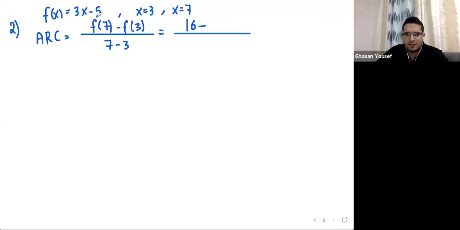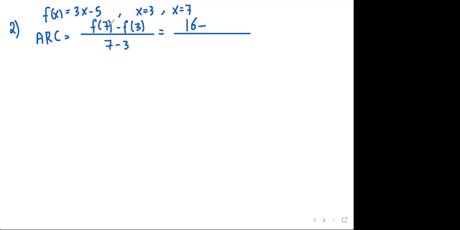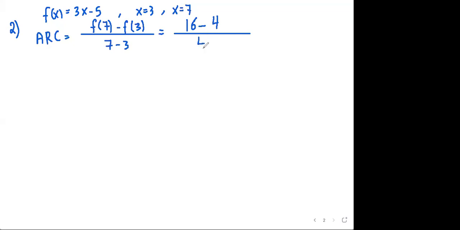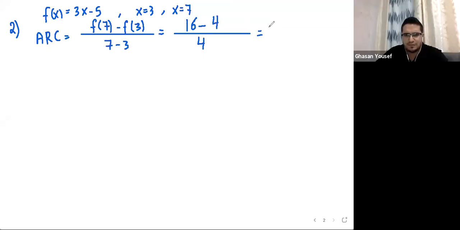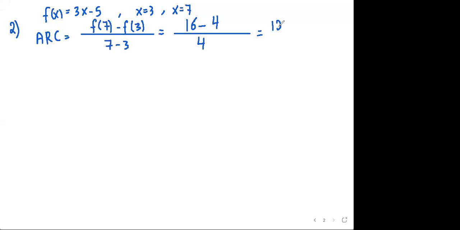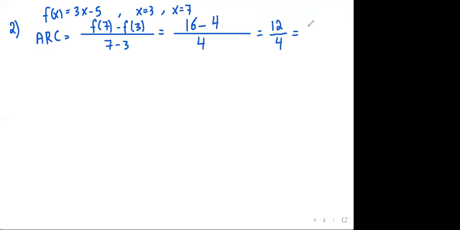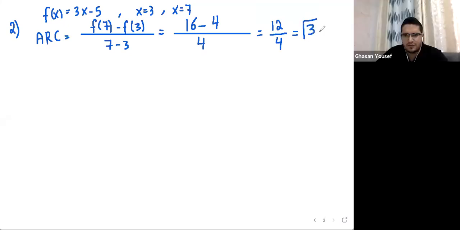Minus, what is f of 3 when you plug it inside the function? It would be 9 minus 5, which is 4. Exactly, 3 times 3 is 9, 9 minus 5 is 4. Over 7 minus 3, which is 4. Now, 16 minus 4 is 12 over 4, and 12 over 4 is 3. Perfect, correct. So for the second one, the average rate of change is 3. Now for the third one.